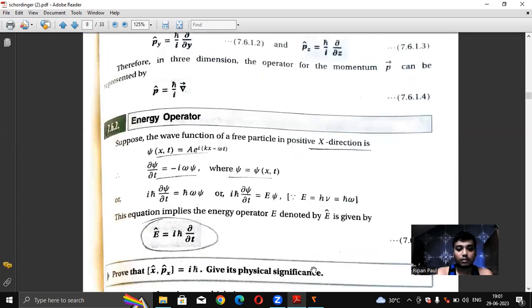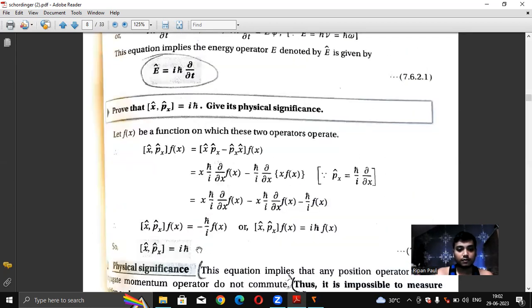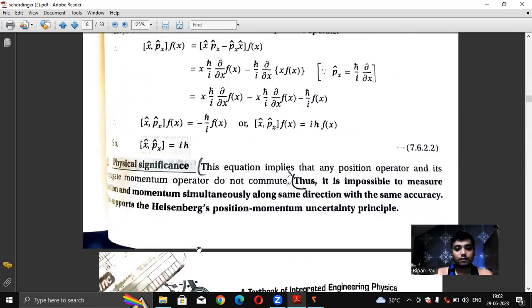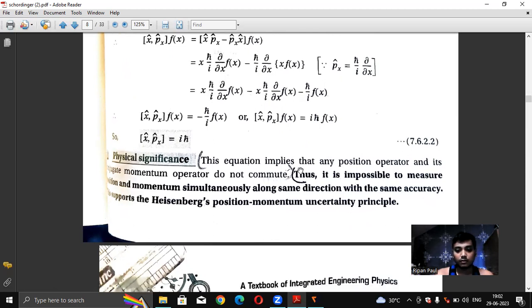One is given, the energy operator. This is i h-cut del by del t. And what is the physical significance? It is impossible to measure the position and momentum simultaneously along the same direction with the same precision. This is Heisenberg's position-momentum uncertainty principle. This was already said earlier.